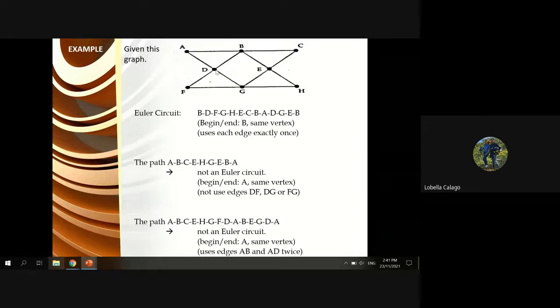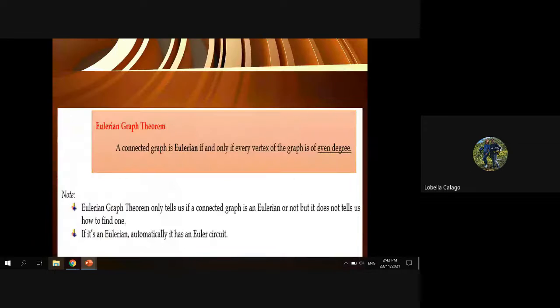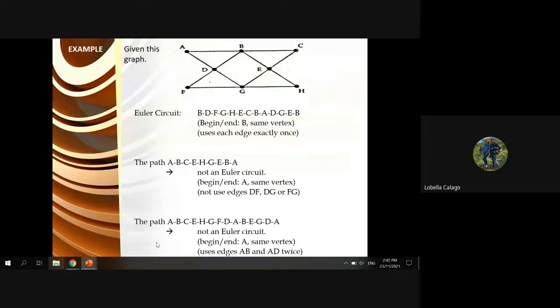So, going here, B, D, then F, then G, H, E, C, B, A, D, G, E, B. As long as it passes through all the lines, but only once. That is the Euler circuit. A closed circuit. The Euler circuit is a closed path, meaning it starts and ends on the same letter or point, but uses all the lines only once. That is what it means. Okay? That is an Euler circuit.